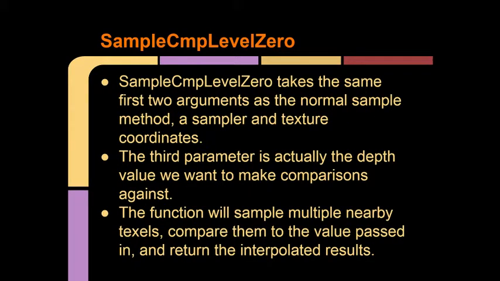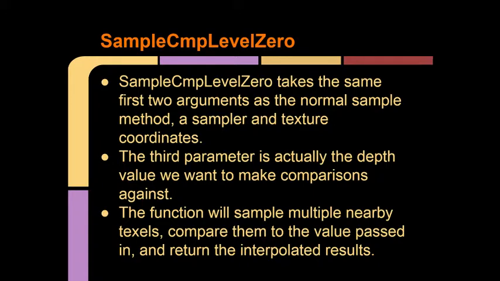The first two parameters of SampleCmpLevelZero are fairly similar to the normal sample function parameters. First, we give it a sampler, though this time we use a special compare sampler. Next, we give texture coordinates for where we want to sample. But what about the compare part of the function name? We will actually pass our depth from the light as the third parameter.